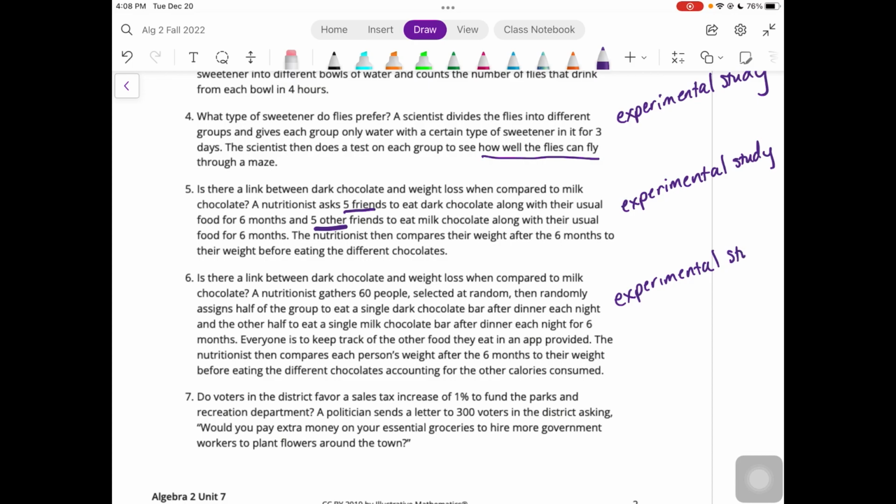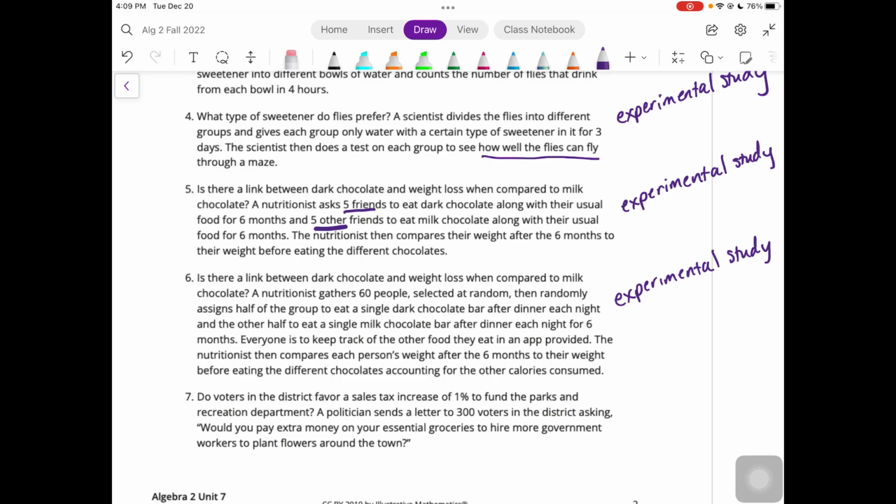And this one is definitely better than the first one. The people are chosen at random, so there's a good chance of getting different kinds of people in each group. So body type might not matter as much, might not affect the data as much. Same thing with activity level. It's more random, so it'll be more balanced probably. So this one is definitely a better study, although it's not the best, but it is a pretty decent design.